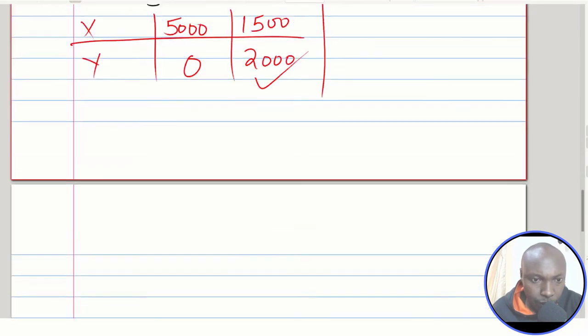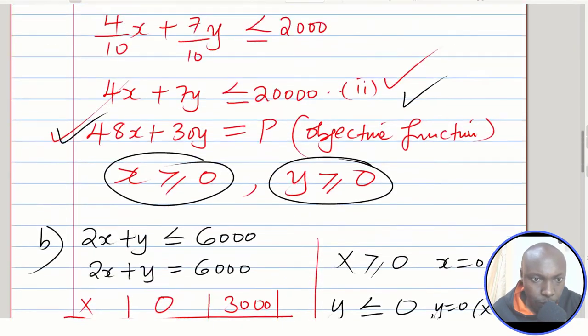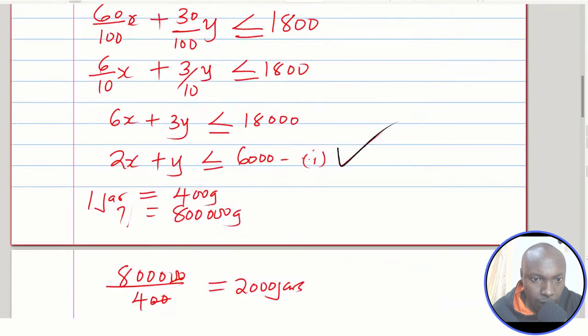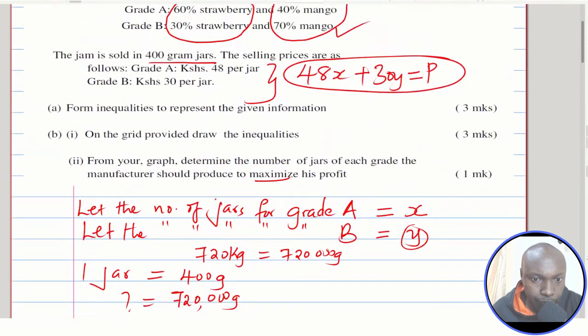The next thing that we're going to do now is to go to the last question. The last question is from your graph, determine the number of jars of each grade the manufacturer should produce to maximize the profit. This is called the process of maximization. Now, to maximize the profit, we use the objective function, 48x plus 30y.